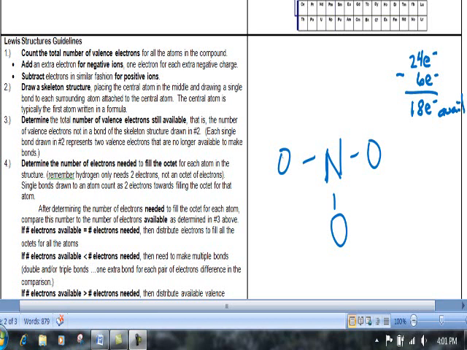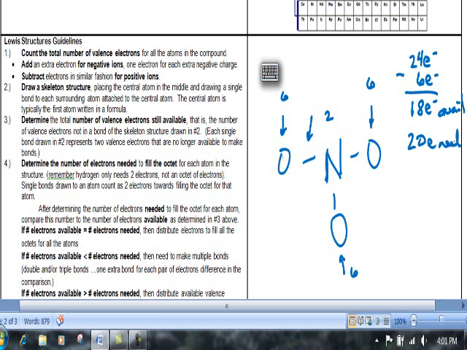Each bond counts as 2 electrons. So here we have our oxygen. This oxygen requires 6 more electrons to complete its octet because the bond that it has counts as 2 electrons. Our nitrogen in the center has 3 bonds around it, each one counting for 2 electrons, so the nitrogen needs 2 electrons. This oxygen also needs 6 electrons, and the oxygen over here needs 6 electrons. So we have 6 plus 6 plus 6, 18 plus 2, so we have 20 electrons that are needed to complete this structure.